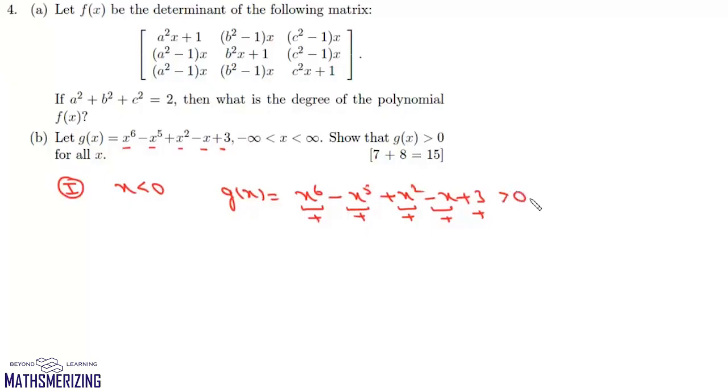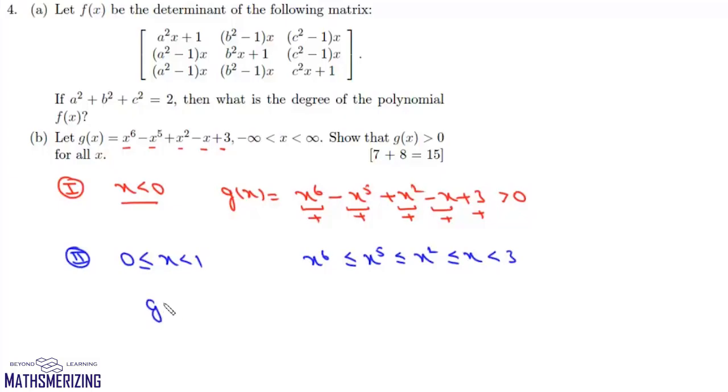So this g(x) will be positive when x is less than 0. Now we take the second case, when x lies between 0 and 1. Now when x lies between 0 and 1, we can say that x^6 will be less than or equal to x^5, which is less than or equal to x^2, which is less than or equal to x, and that is less than 3.